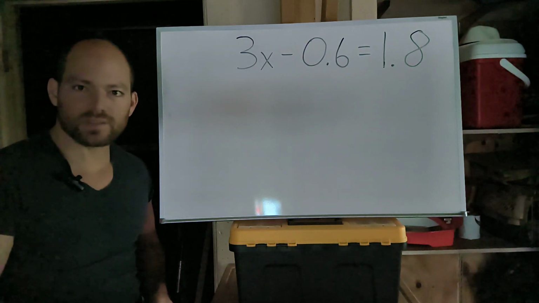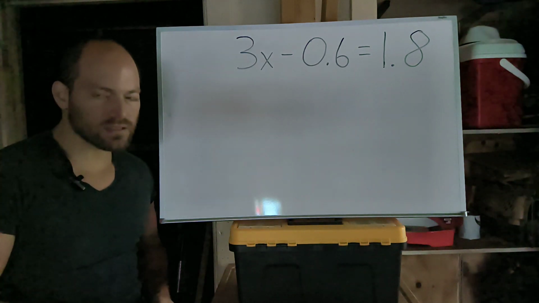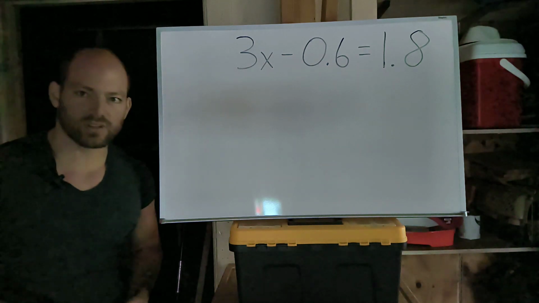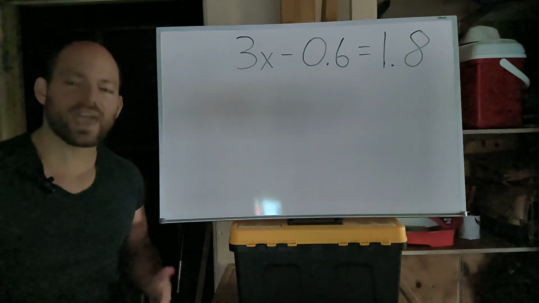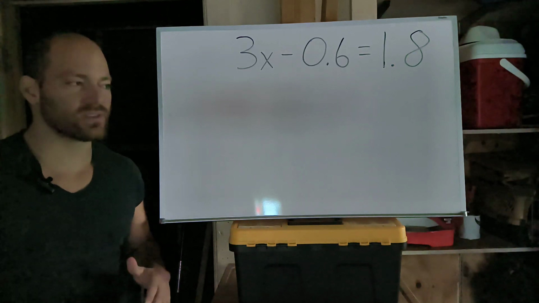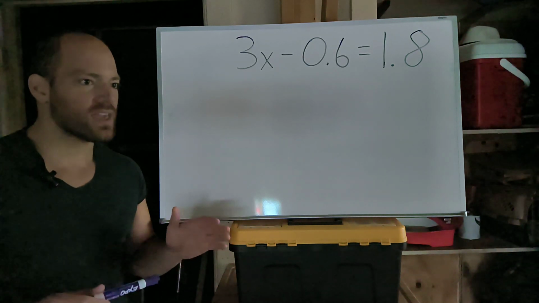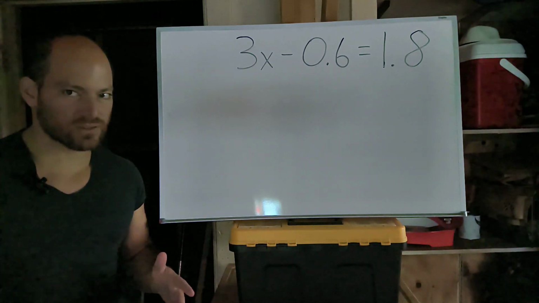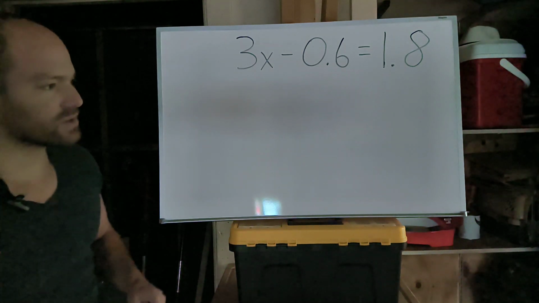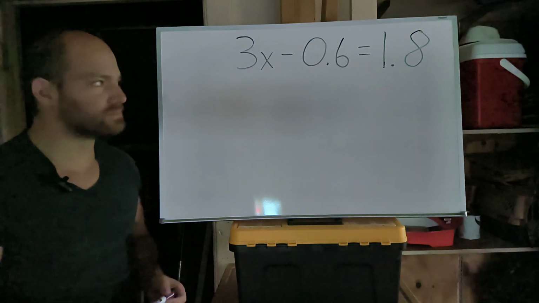This equation was number 19 in the no calculator section. And as we all know on the SAT, the no calculator section only has 20 questions. So number 19 is way late in the section. It's the second to last question. So it's supposed to be a hard one.